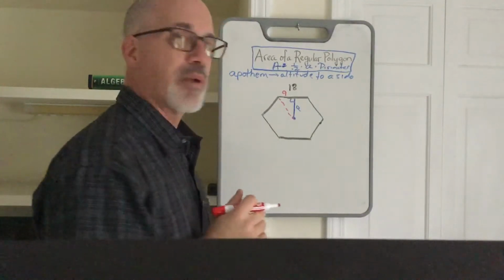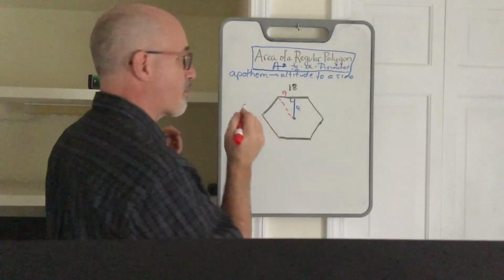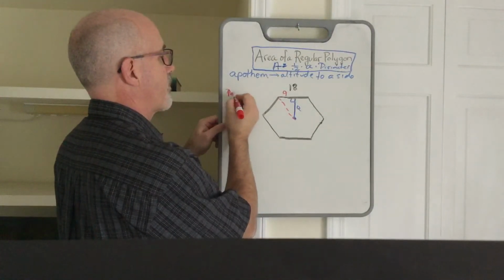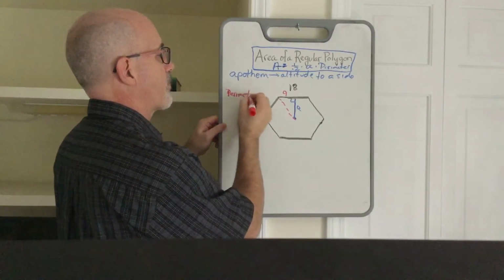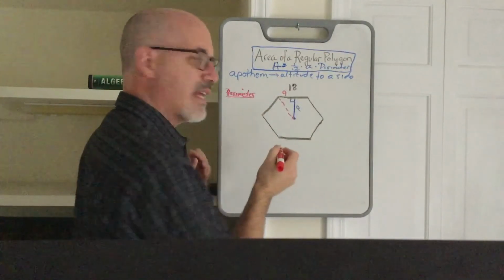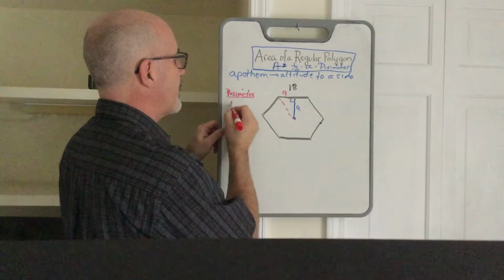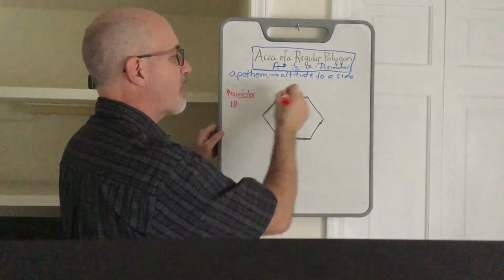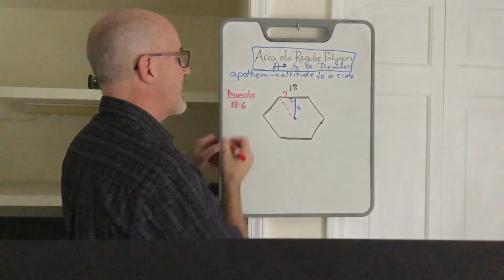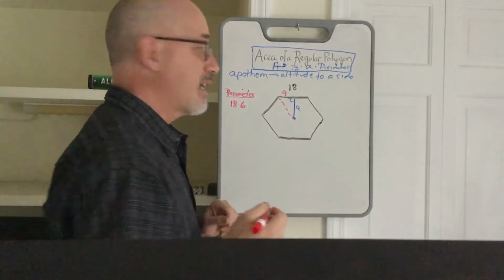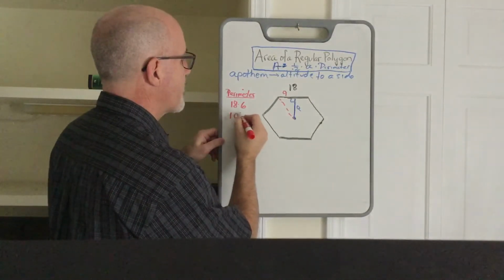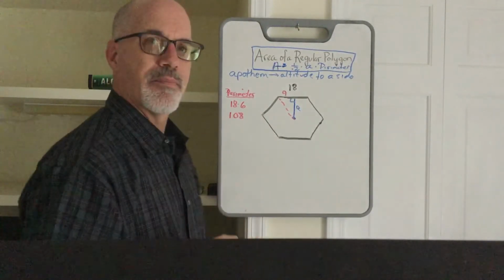So in doing this problem, what I want to do is first of all break it into parts. Let's find the perimeter. The perimeter of this whole figure is 18 multiplied by the number of sides, 6 sides, 18 times 6, that gives me a total of 108 for the perimeter.